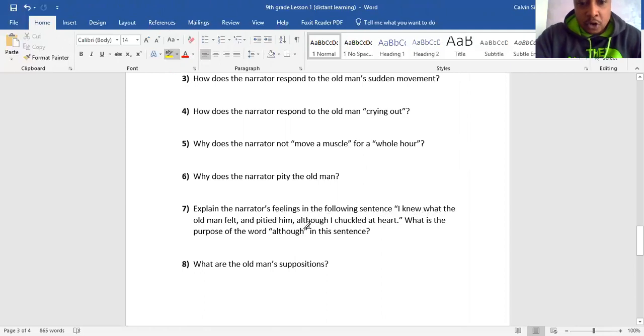I knew what the old man felt and pitied him, although I chuckled at heart. What is the purpose of the word although in this sentence? Number 8, what are the old man's suppositions? Remember that word suppositions, guys. That means fears, okay? So in other words, if you're looking to see what his suppositions were, what are his fears? What does he fear the most?